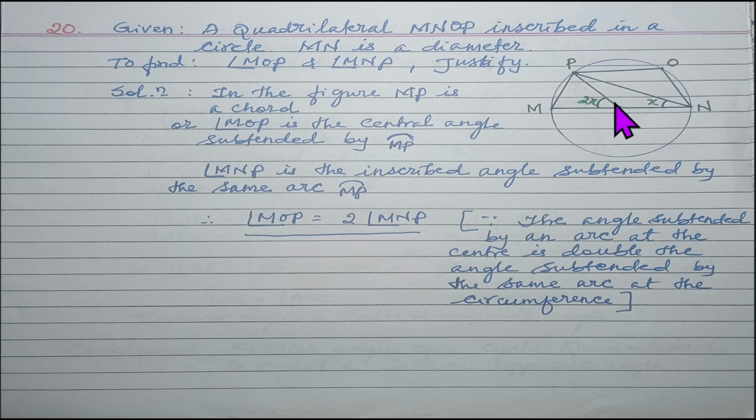And we know that the central angle is twice the inscribed angle, and therefore we find that angle MOP is 2 times angle MNP, because the angle subtended by an arc at the center is double the angle subtended by the same arc at the circumference. PM is the chord, or we can take the arc PM also. Whether we take the chord or the arc PM, the relation is the same. Therefore angle MOP is equal to 2 times angle MNP, and that is the relation.